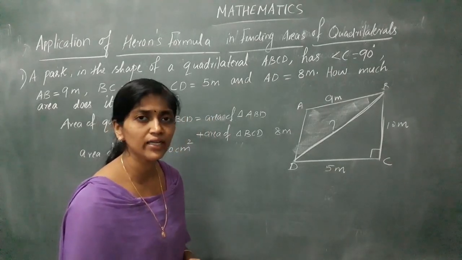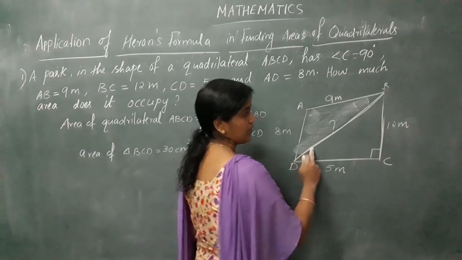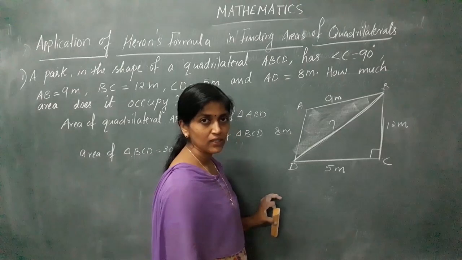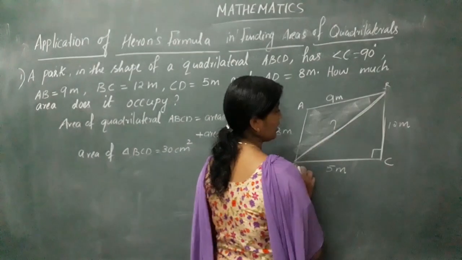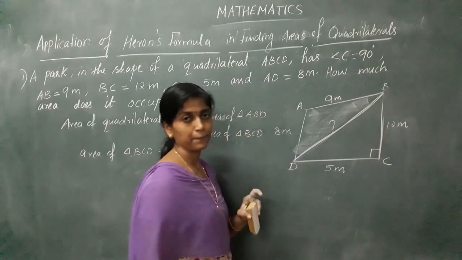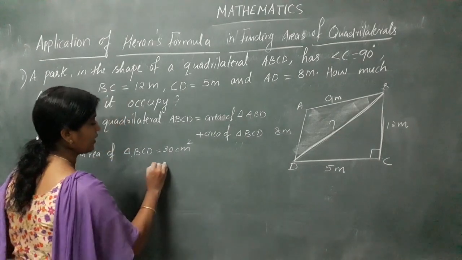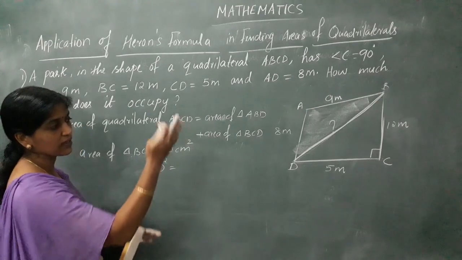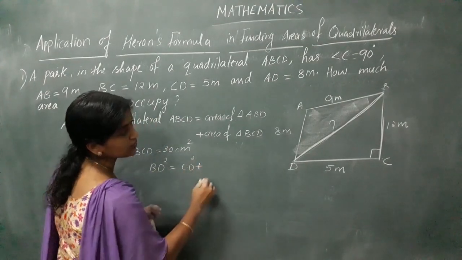How can you get the side BD? This BD is a side of this right angle triangle, is it? So you can use the Pythagoras theorem to get BD in this right triangle BCD. Clear? So using Pythagoras theorem, we can write BD square is equal to hypotenuse square, is equal to CD square plus BC square.